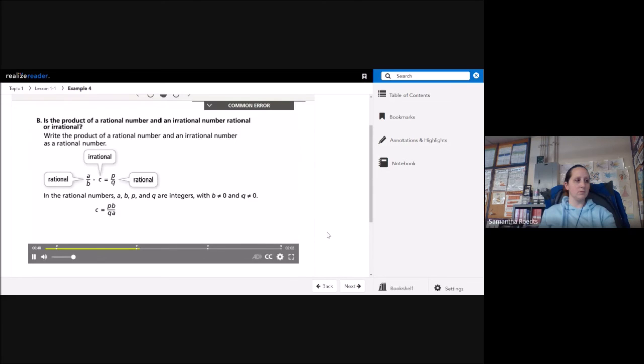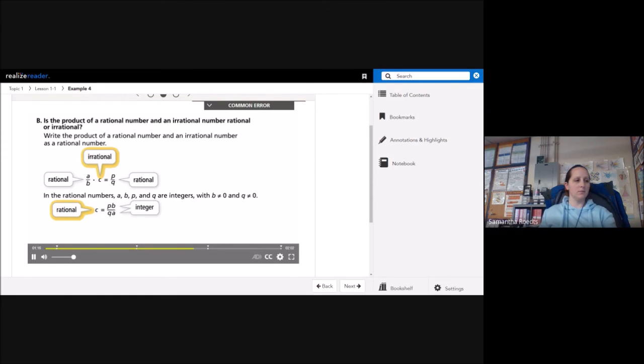p, b, q, and a are integers. The product of two integers is an integer. So p times b is an integer and q times a is an integer. Because p times b is an integer and q times a is an integer, c is the ratio of two integers. So c is a rational number. Since we started with c as an irrational number, now c is both rational and irrational.